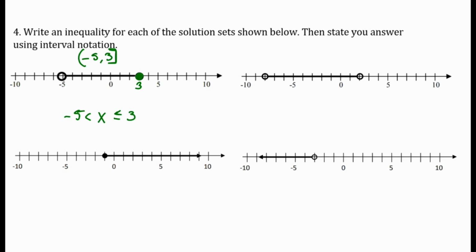Let's look at the next one. Negative 8 to 2. X is trapped between negative 8 and 2. Can I touch negative 8? No. Can I touch 2? No. X is bigger than negative 8. X is less than 2. I have to be both of those. I'm trapped between there. So using interval notation, low to high, not included, not included.